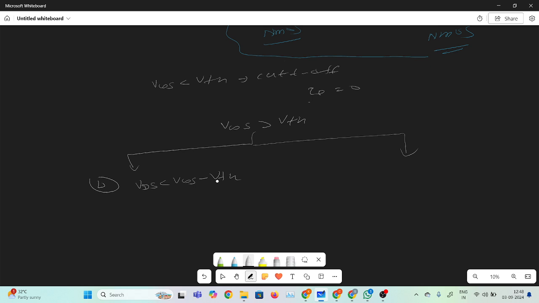Okay, and what is the current expression? You know already. That is mu n COX W by L into (VGS minus VTH) into (VDS minus VDS square by 2).